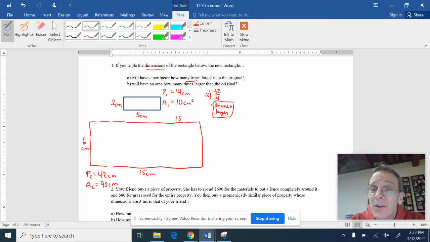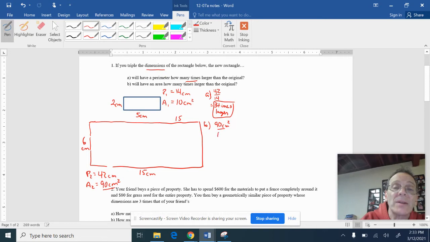Except if you're thinking the area is 3 times larger, you're dead wrong about that. Okay, let's calculate this area here. Well, we already did. It's 90 centimeters. How many times larger is 90 than the 10? 90 square centimeters. I'm sorry, that should be square centimeters divided by 10 square centimeters. So the answer is 9 times larger, not 3 times larger.